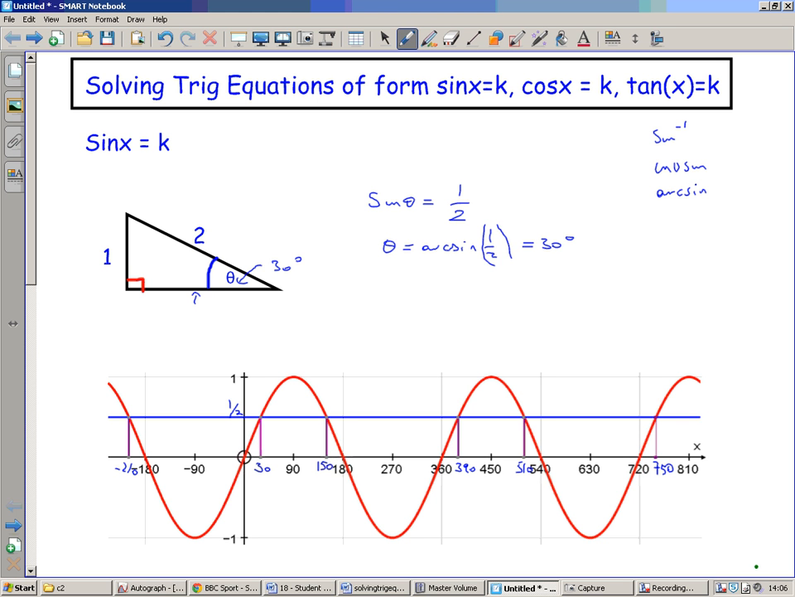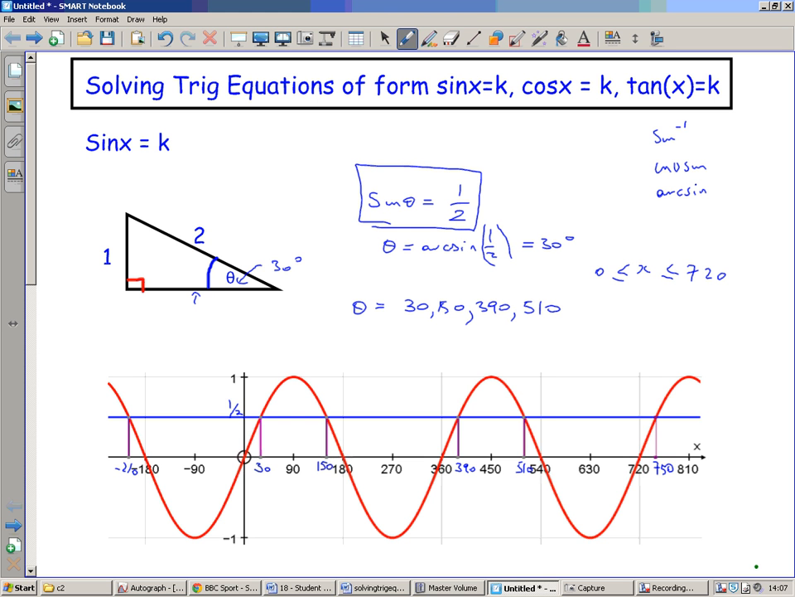Or what you might be asked for is numbers within a particular range. For example, if x lies within the range 0 to 720, we would have the solutions theta not only equals 30, but we would have 150. We would also have 390, and we would also have 510. So we've got our four values within that given range which satisfy this trig equation.